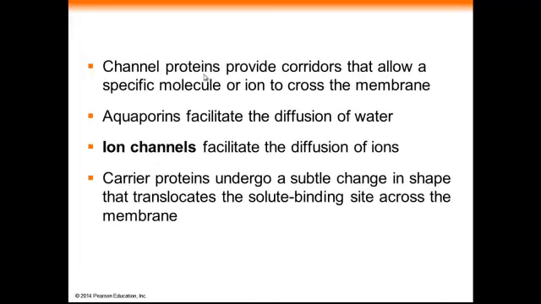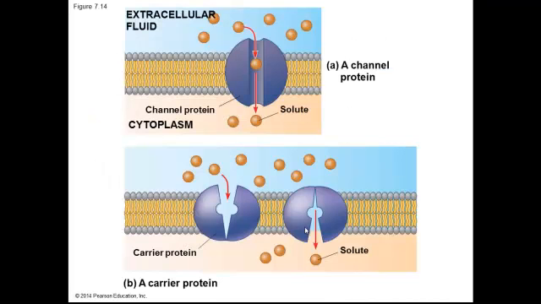We've talked about channel proteins already. They provide basically hallways or corridors or tunnels for molecules to travel through, and an aquaporin is a specific type of one. Other types of channels are ion channels that allow charged ions to transfer in and out of the cell without any energy input. And then we mentioned carrier proteins that undergo a change of shape that allows them to move things into and out of the cell without any energy need.